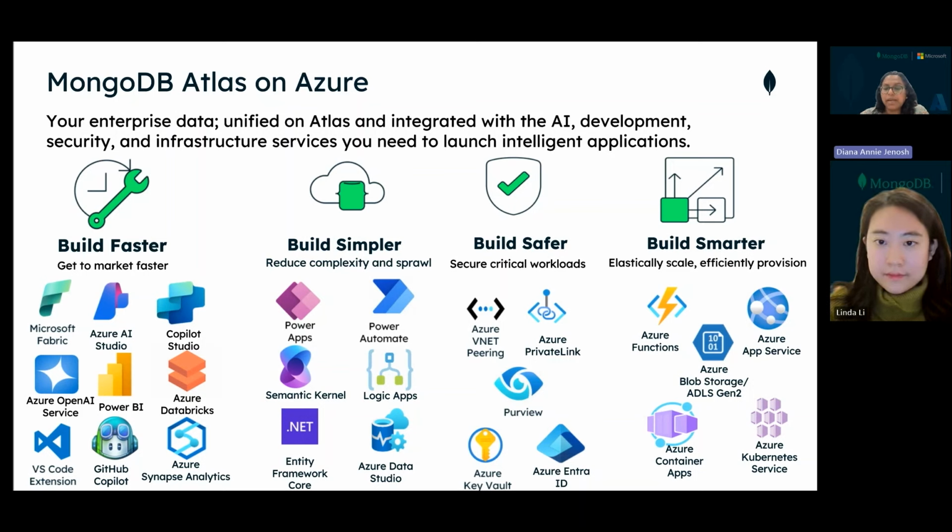Build Smarter enables you to efficiently scale and provision MongoDB Atlas on Azure. MongoDB Atlas on Azure offers self-healing clusters, automated failover, and the flexibility of global and multi-region deployments. Deploy MongoDB-based applications using different deployment options in Azure, including functions, app services, Kubernetes, etc.